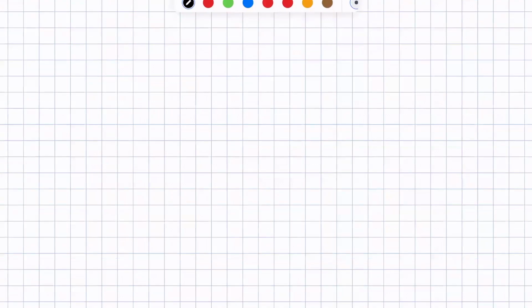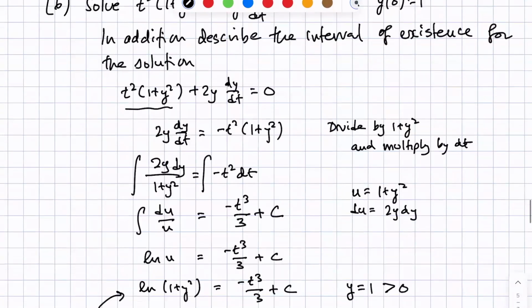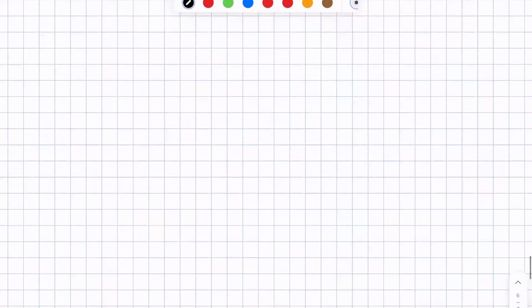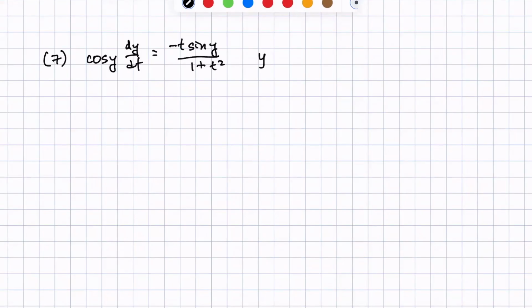Let's try another initial value problem. This is problem 7. All right, so let's consider the following: cosine of y times dy/dt is equal to negative t sine of y over 1 plus t squared, where y of 1 is equal to pi over 2.